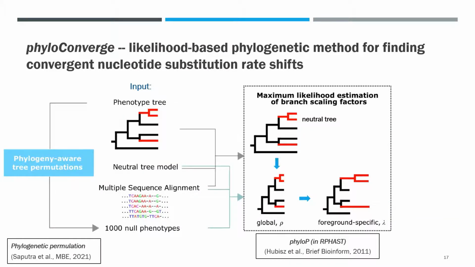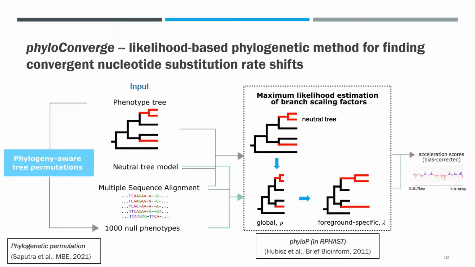And after we produce, for example, 1,000 of these null phenotypes, we then subject them to the same phyloP scoring, such that at the end of the day, we'll have acceleration scores calculated for both the true phenotype and the empirical null phenotypes, which finally will allow us to calculate acceleration scores that are bias corrected and can be performed at any resolution.